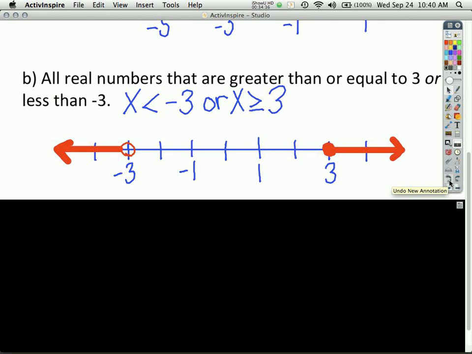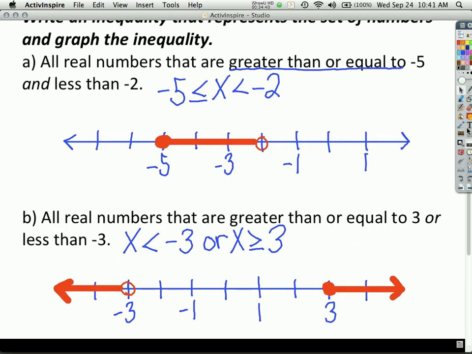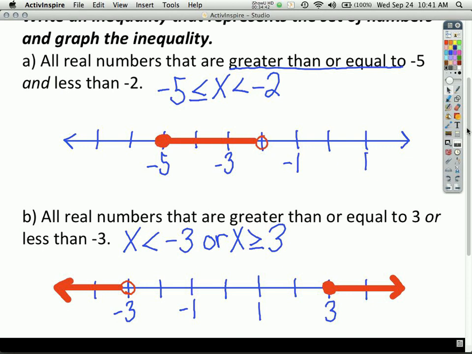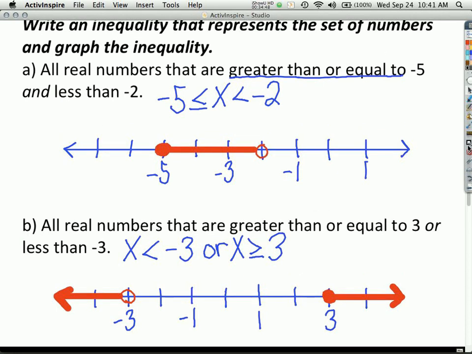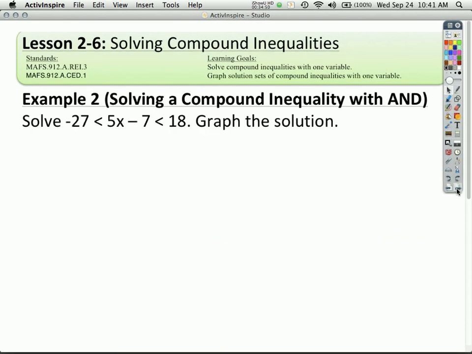All right, so we just laid the foundation. Now we're going to build on it. We're going to introduce ideas from the past and put it all together. So, now, solving. Solve a compound inequality. That's an and inequality. So everyone write example 2, solve, and graph the solution.